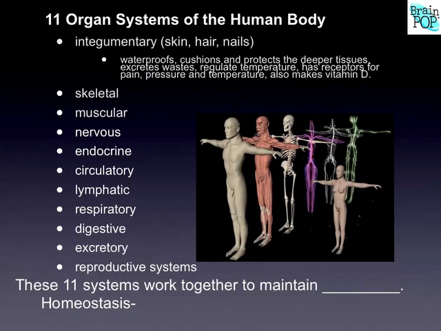Lymphatic system. This one we mentioned when we were talking about parasites and elephantiasis. The lymphatic system redistributes body fluid, lymph, throughout our body. Respiratory system, for taking in oxygen, releasing carbon dioxide. Digestive system to break down food into simple molecules. Excretory system for the removal of waste. And reproductive system for the production of new offspring. So those are our 11 human body systems.